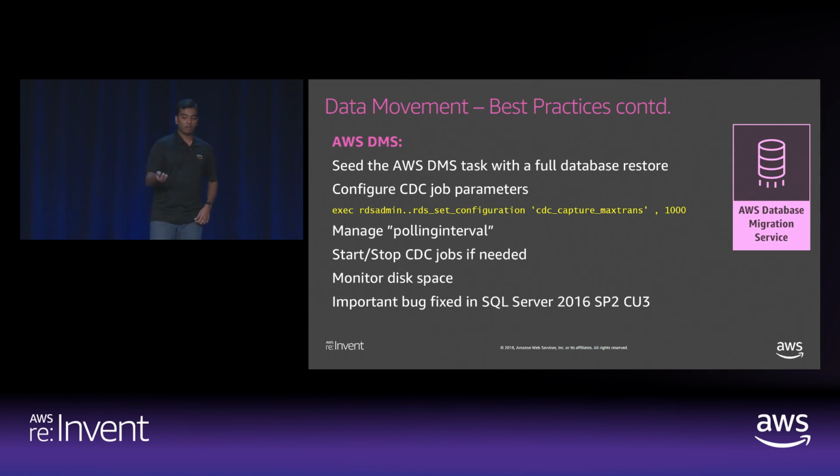The other way is to configure job parameters, like the polling interval. If you set that to an hour, SQL Server is only going to go in once an hour, read all the changes from the transaction log, and put them in a different table. That way, you don't have to worry about your DMS job not getting data from the transaction log. And since we are not letting SQL Server use the transaction log for a long time, you might run into disk space issues, so do keep monitoring that.